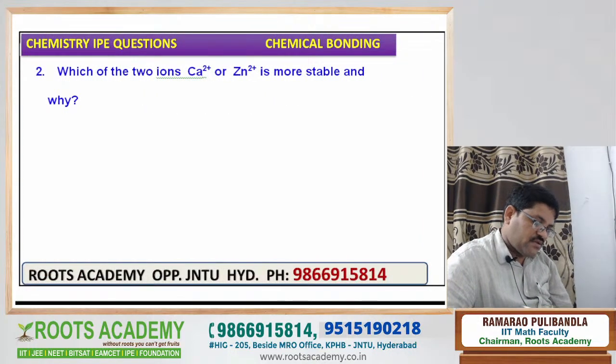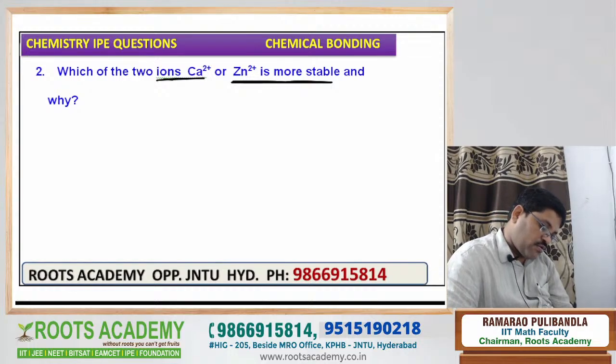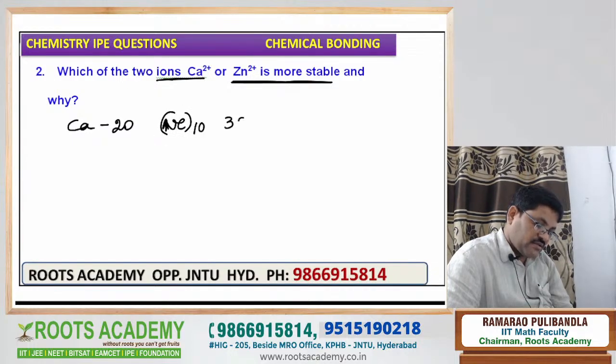And see the next one. Which of the 2 ions, Ca plus 2 and Zn plus 2, is more stable? Excellent question, Anna. Now we write the configuration of calcium. Calcium atomic number is 20. For 20, what do you write? For 20, you write neon 10, right?